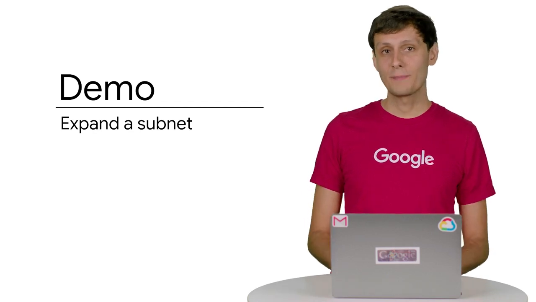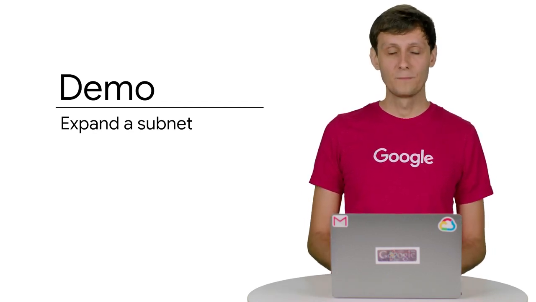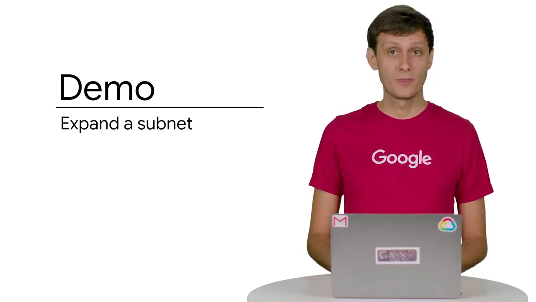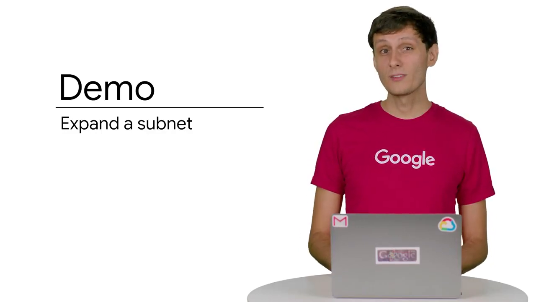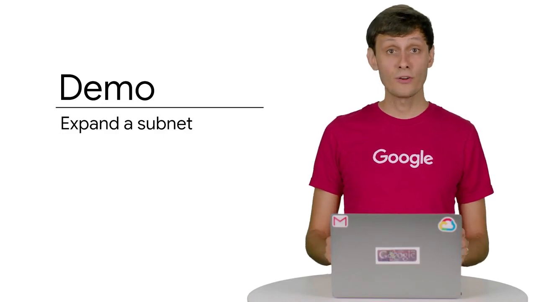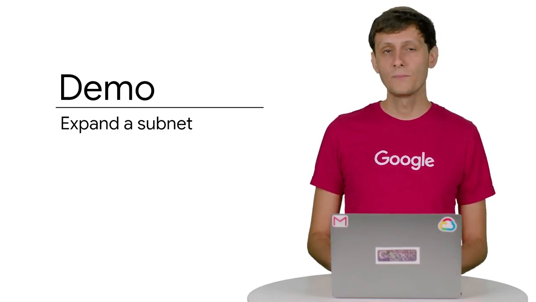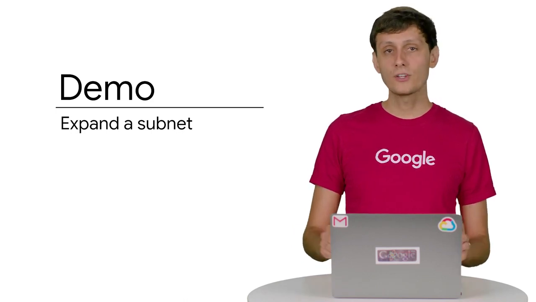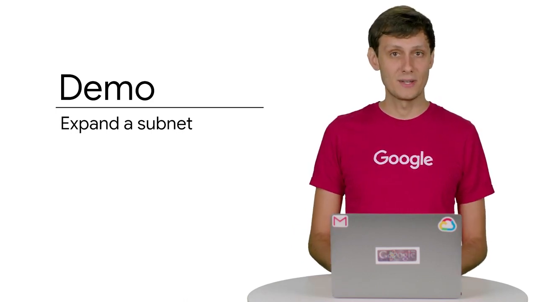Let me show you how to expand a custom subnet within GCP. I've already created a custom subnet with a /29 mask. A /29 mask provides you with 8 addresses, but of those, 4 are reserved by GCP, which leaves you with another 4 for your VM instances. Let's try to create another VM instance in this subnet.